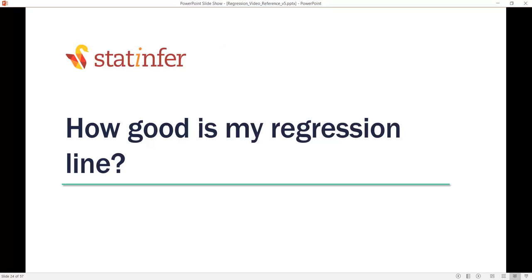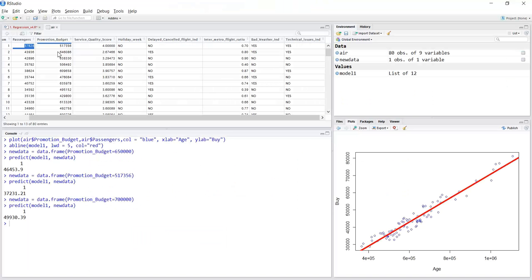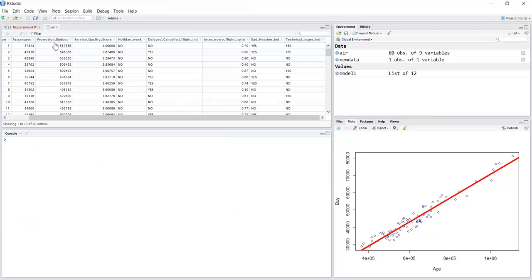If somebody challenges us, how do we convince them that the regression line that we fit is the best one, or how do we find out the best regression line? How good is our regression line? How do we find it out? There is a simple way. Let us suppose we just fit the regression line between promotional budget and number of passengers. If the promotional budget is 517,356, we already know the number of passengers were 37,824. That's what happened historically.